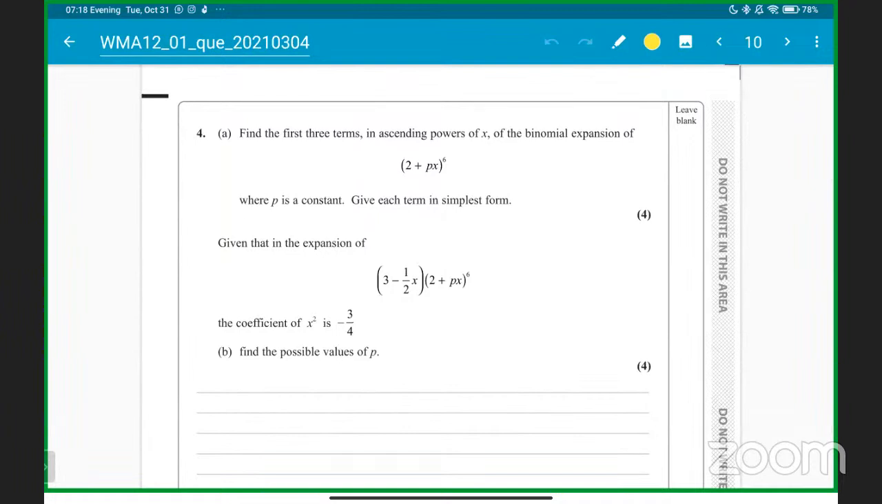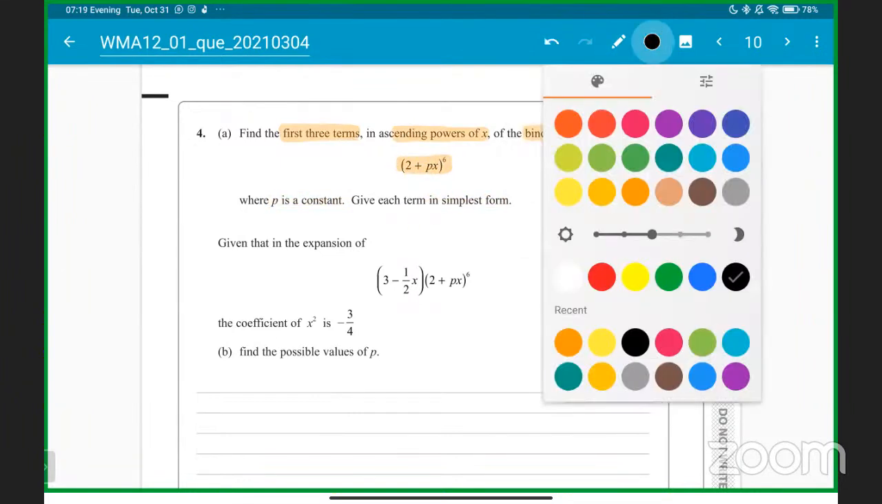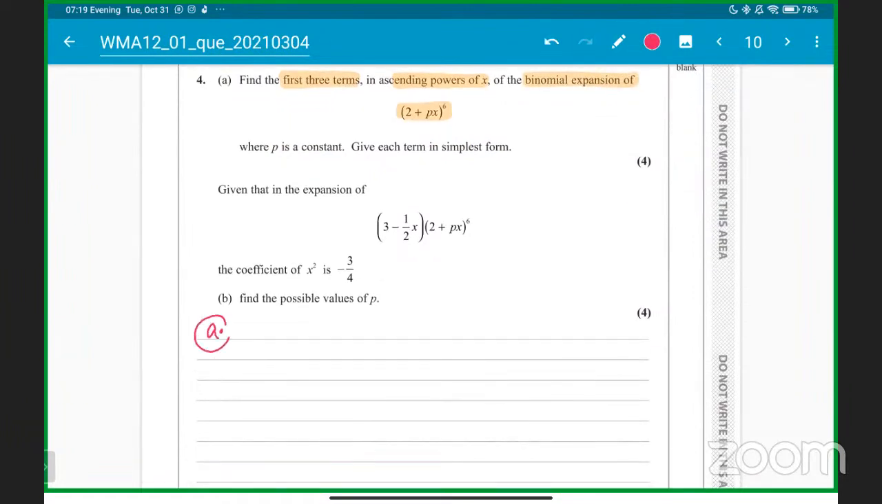Okay, I'm moving forward. Question number 4. Find the first 3 terms in ascending powers of x of the binomial expansion, where p is a constant, giving each term in its simplest form, for 4 marks. So we have to start with this one for part A. We have to expand this.